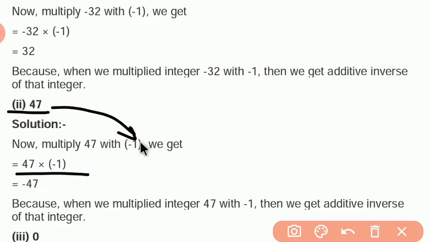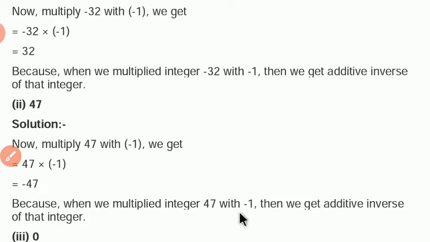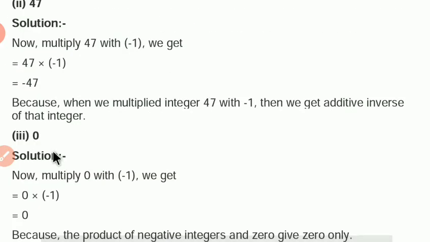First we will multiply -1 with the given number. So 47 into -1 is -47. So -47 is the integer to which if we multiply with -1, we will get +47. Because when you multiply 47 with -1, then we'll get the additive inverse of that integer. So -47 is the additive inverse of +47.